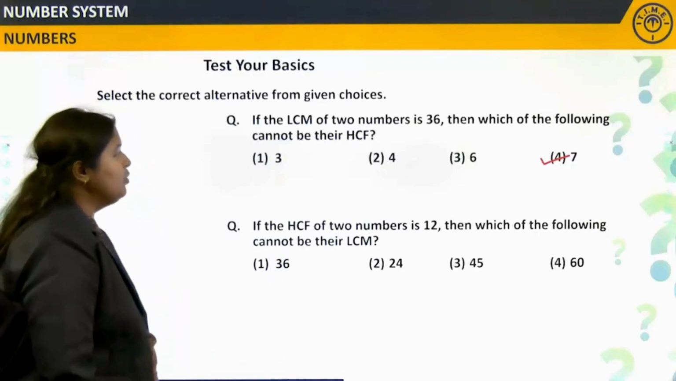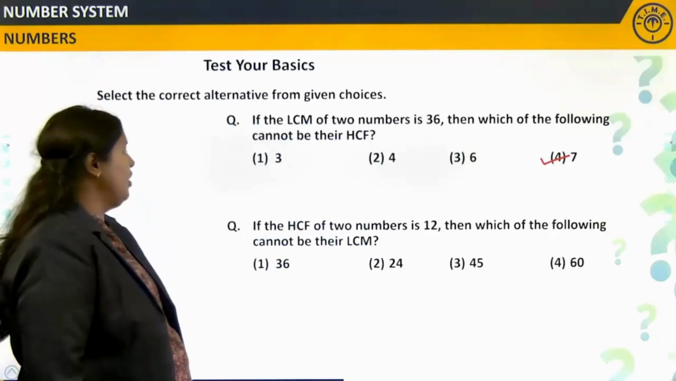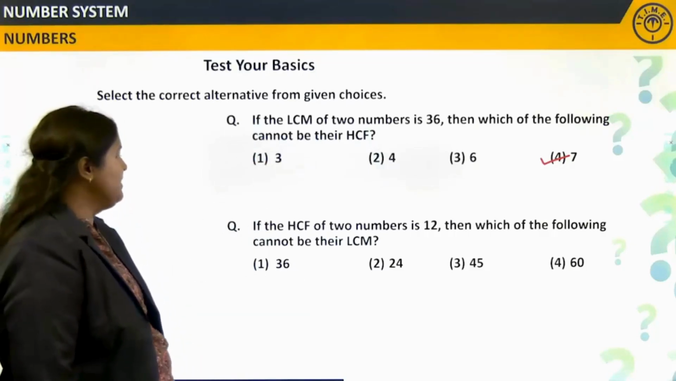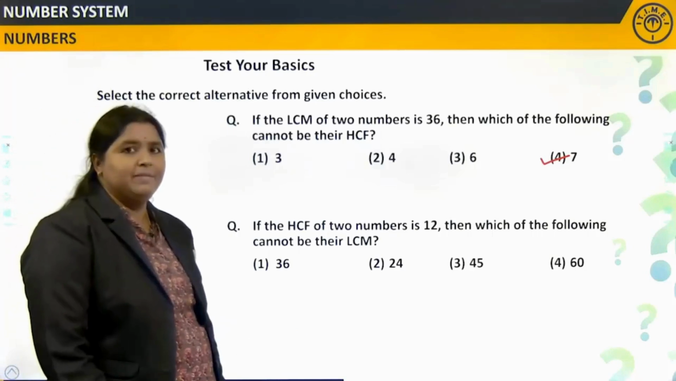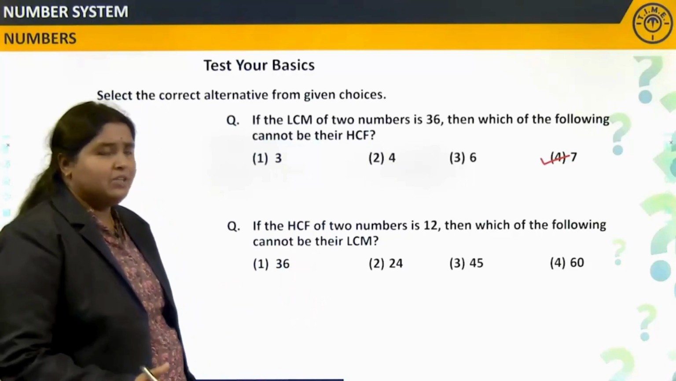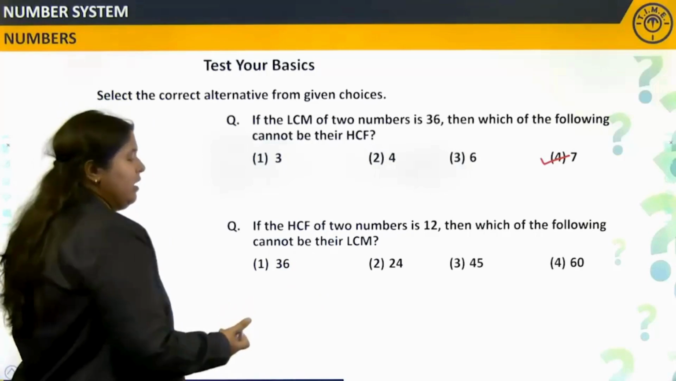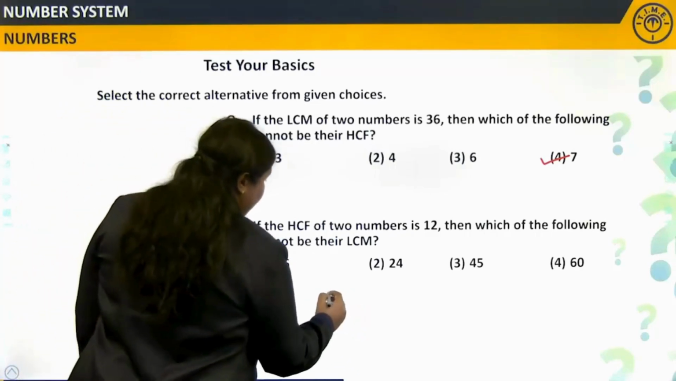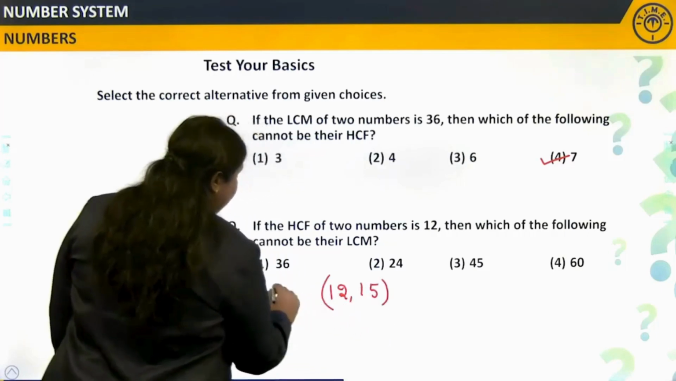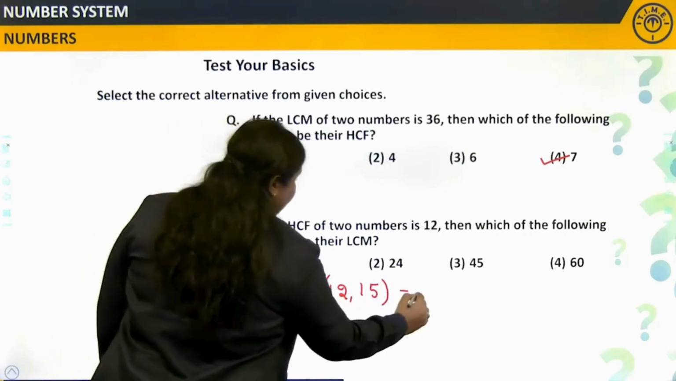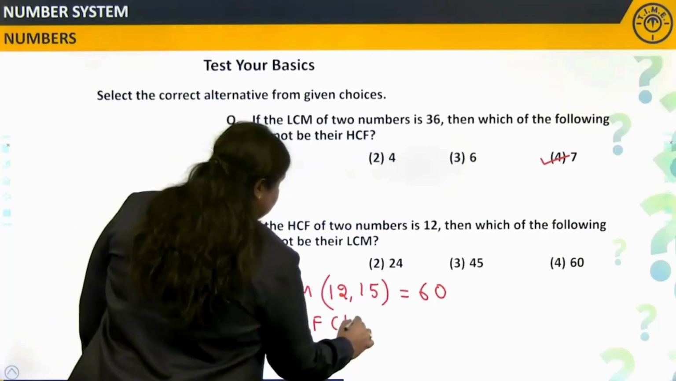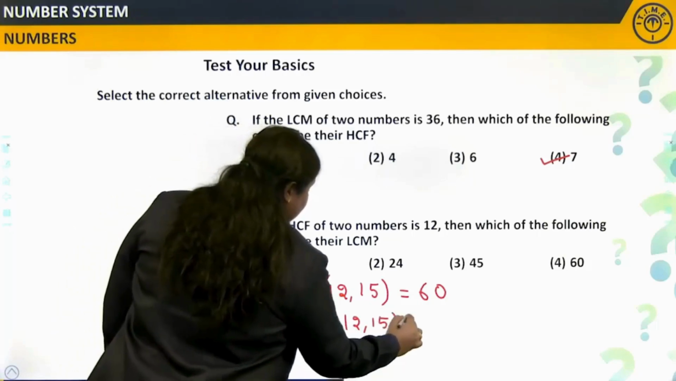If the HCF of two numbers is 12, then which of the following cannot be their LCM? It's like the reverse of the previous question, right? So, what is happening here? HCF is given. They are asking us to choose which one of them cannot be LCM. The same examples we took earlier can help us understand this also. Let us take 12 and 15. LCM of 12 and 15 is 60. HCF of 12 and 15 is 3, right?